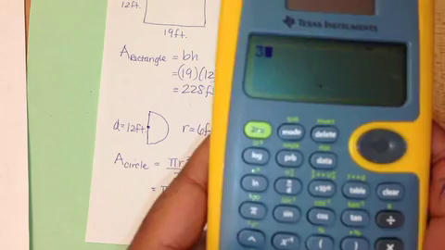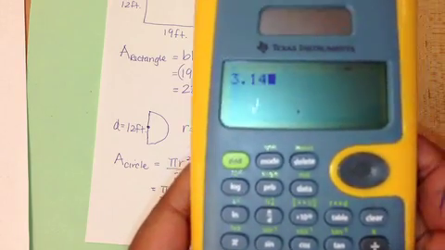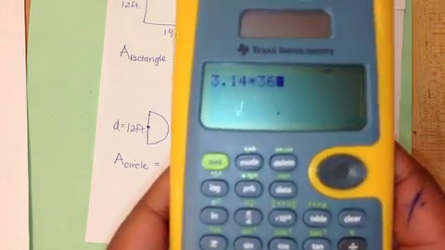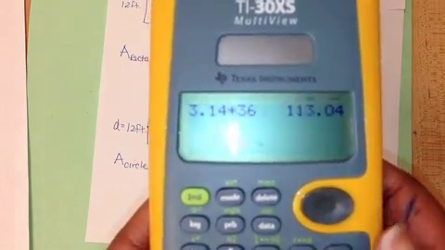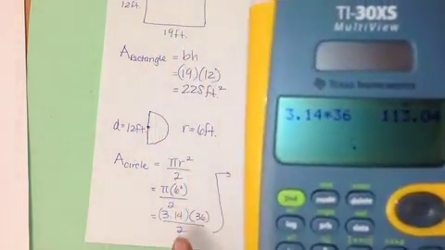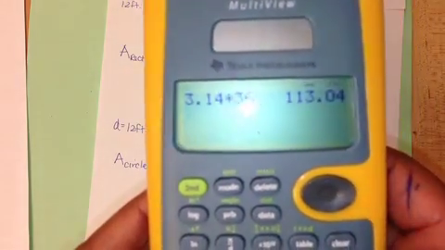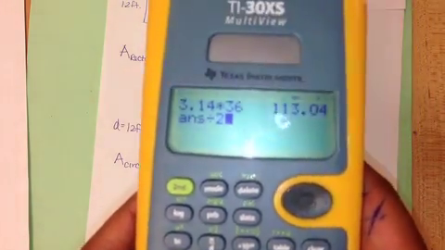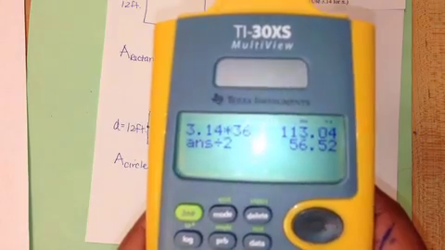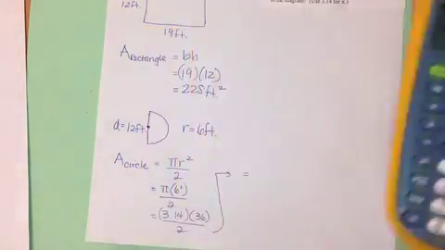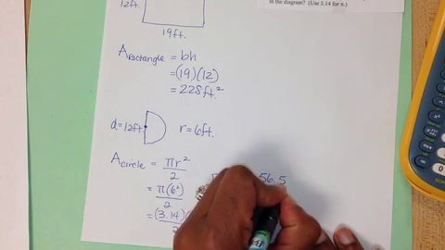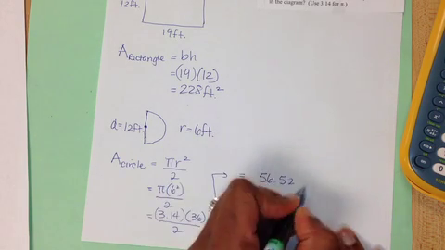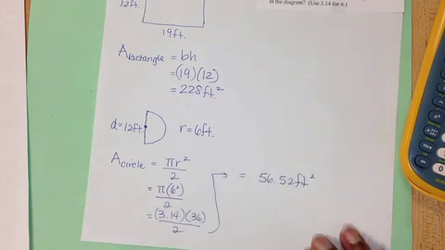So we have 3.14 times 36, which gives me a total of 113.04. And then remember, we are dividing it by 2. So we divide by 2. And that gives me a total of 56.52. So 56.52. And remember, that is feet squared.